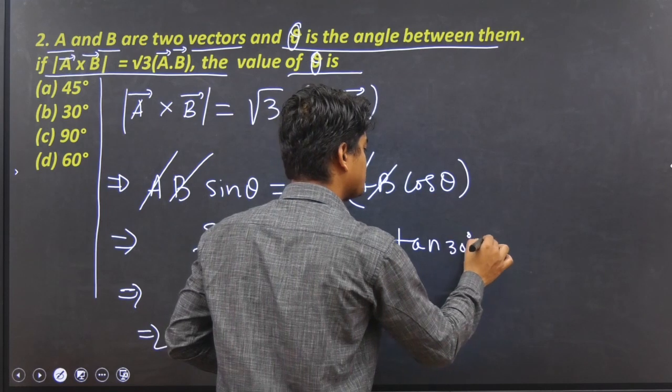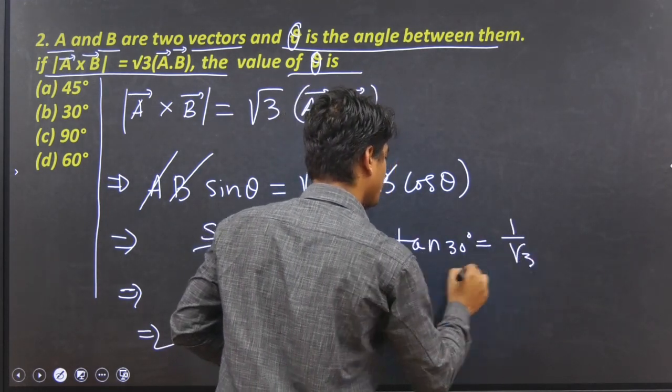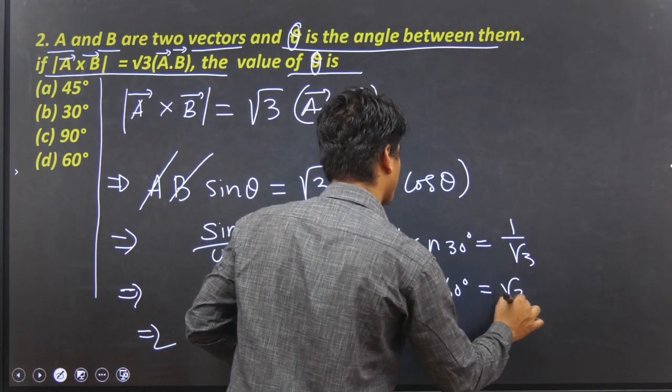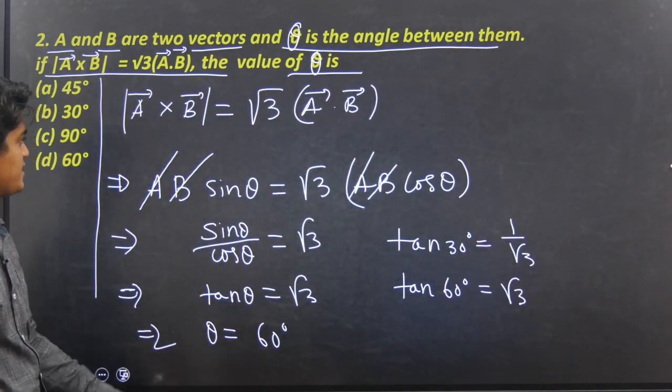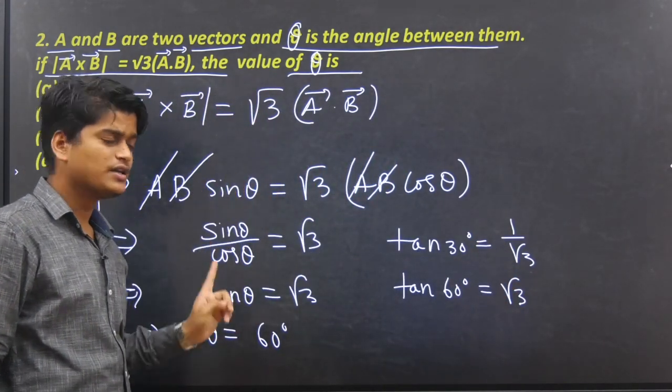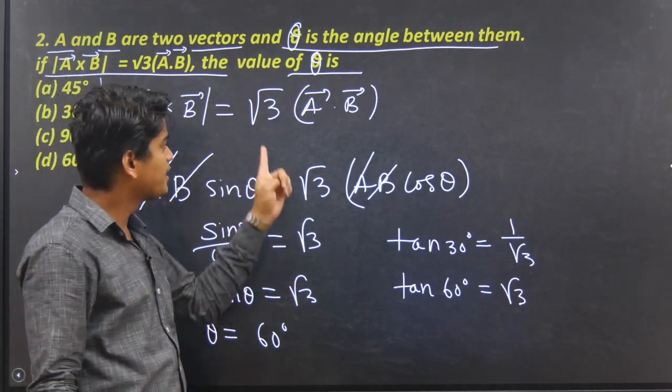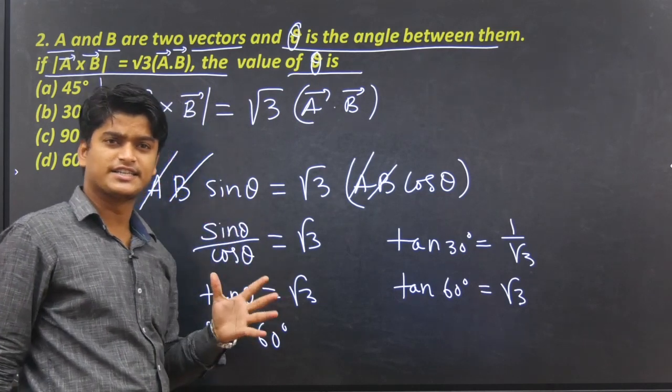Remember, tan 30 degrees is 1 by root 3 and tan 60 degrees is root 3. If they change the question and write 1 by root 3, then the answer will be 30 degrees. But here they have written root 3, so the answer will be 60 degrees.